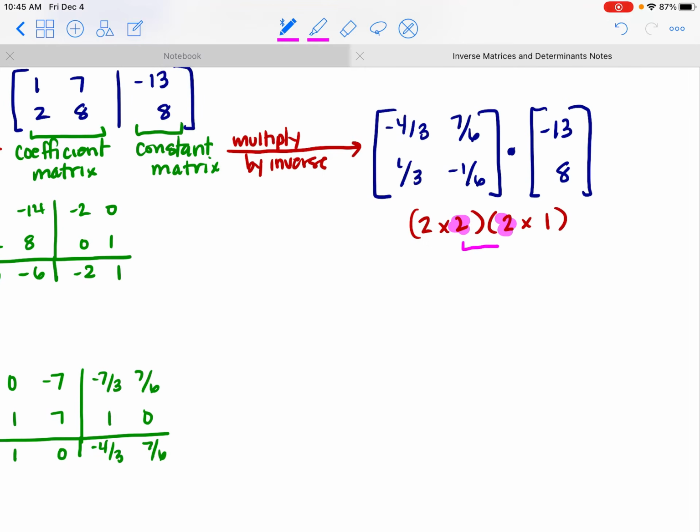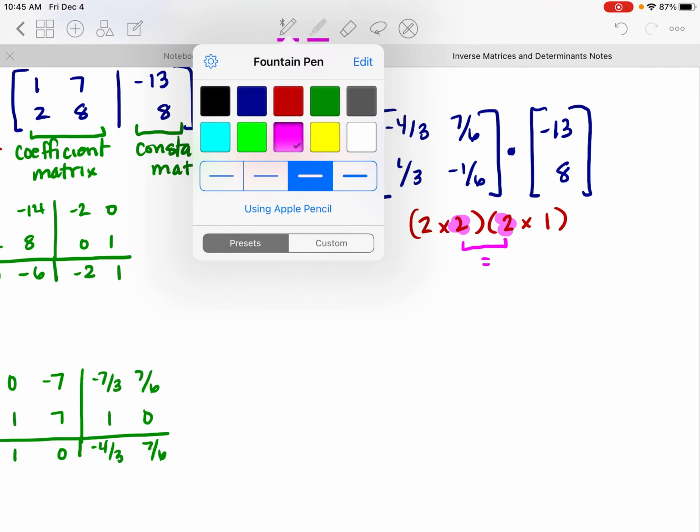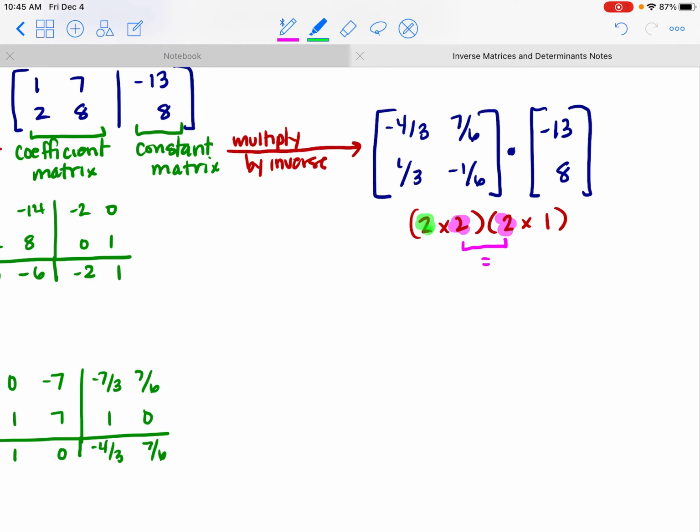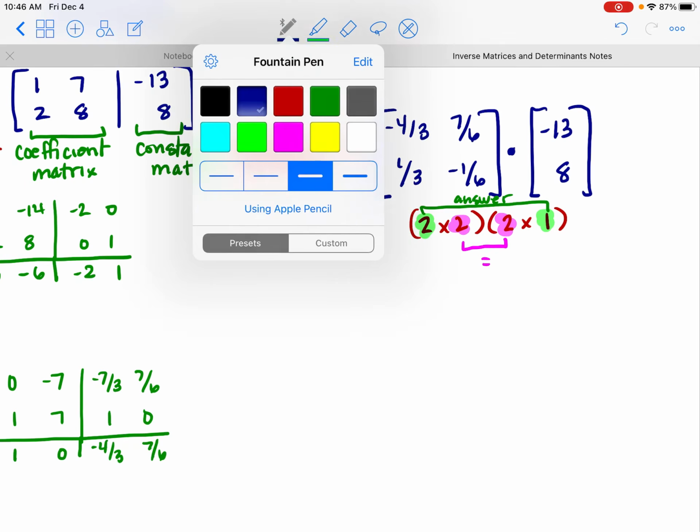And so if these are equal, we can multiply, which makes sense because we're using a property that we know to be true. But the product, the answer, is going to be given by the remaining dimensions here. So our answer is going to be a 2 by 1 matrix. And that should make sense as well because our answer is going to contain an x and a y. That's going to contain the solution to our system. So a 2 by 1 matrix.